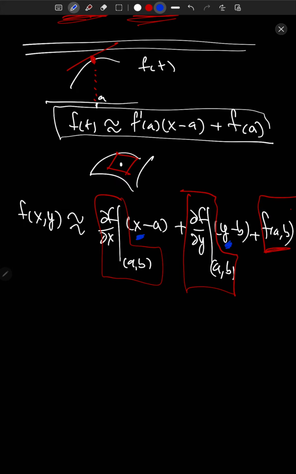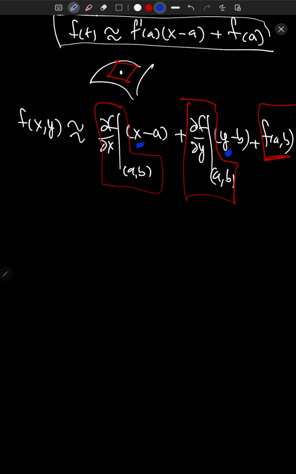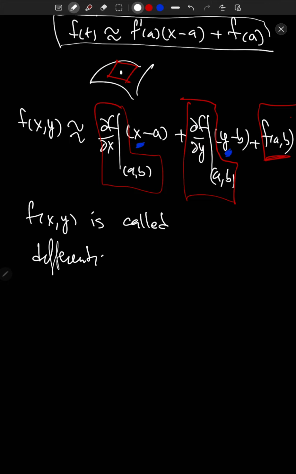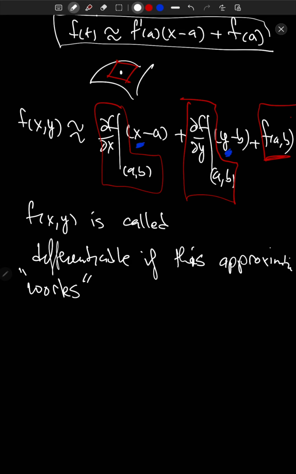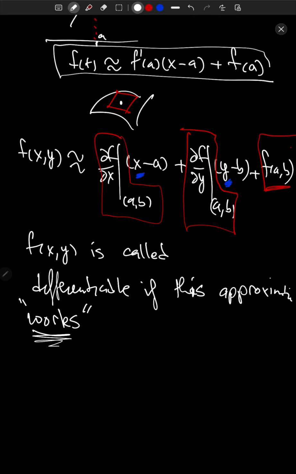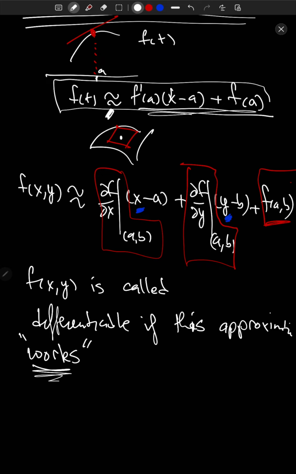So what does it mean to be differentiable? f(x, y) is called differentiable if this approximation that I wrote down, that's why I used the squiggly lines, "works." By works, I mean it works in the same way that the approximation in one variable calculus works, where if you're close to a, then f(t) is indeed roughly this right-hand side. Sorry, this shouldn't be x minus a, this should be t minus a.